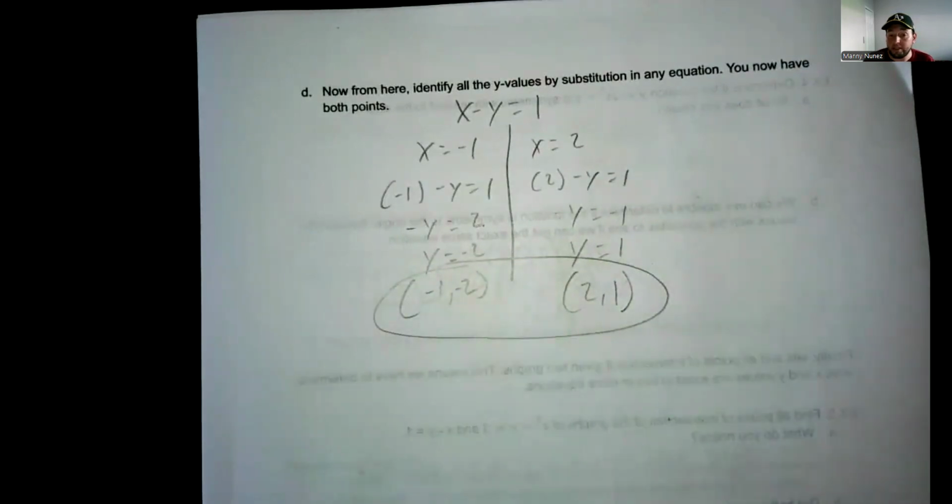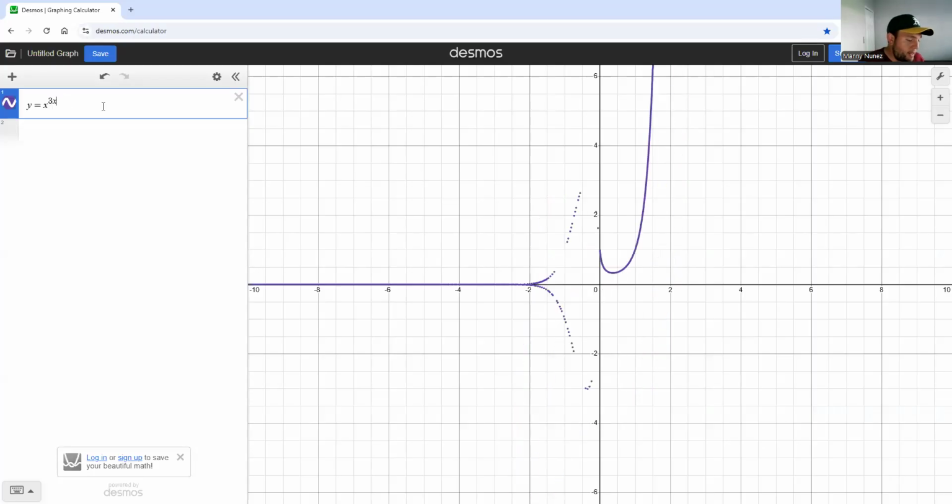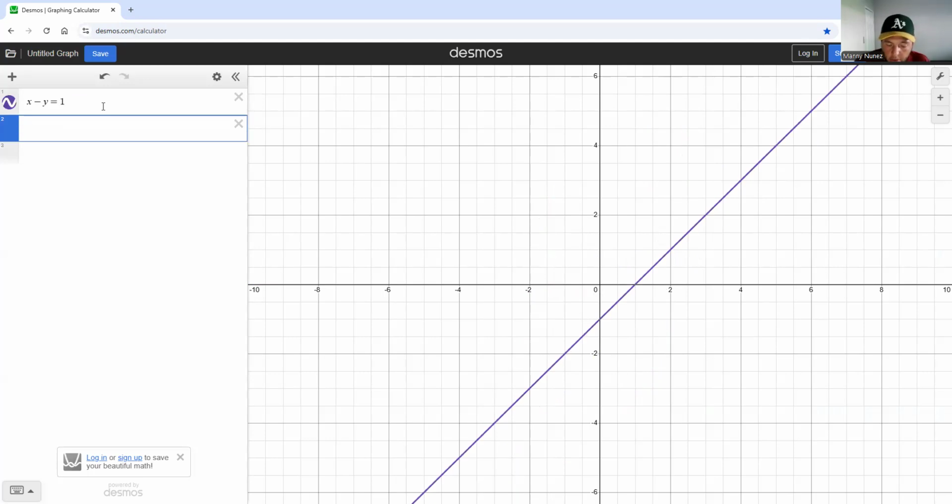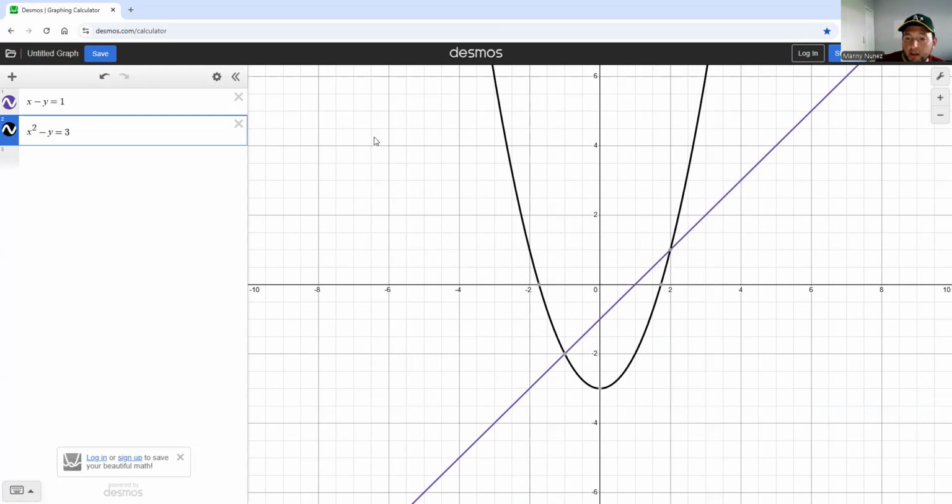Let's prove it by using Desmos to finish things off here. So by using Desmos at the end, just for the sake of argument, we've got x minus y equals 1. And then the other equation was x squared minus y is equal to 3. We're going to find out that they both do cross at those points that we talked about, negative 1 and negative 2, as well as 2 and positive 1.